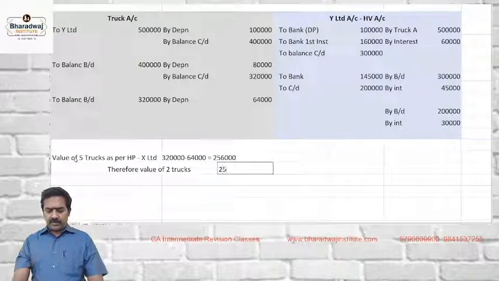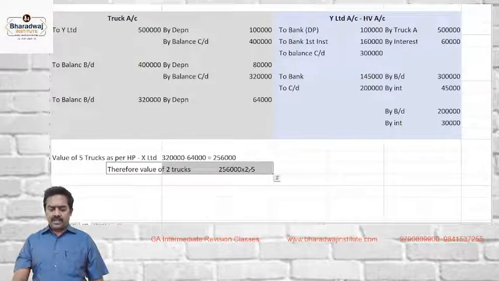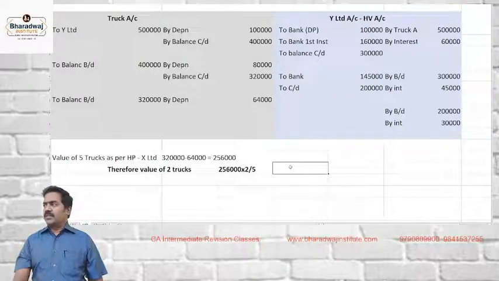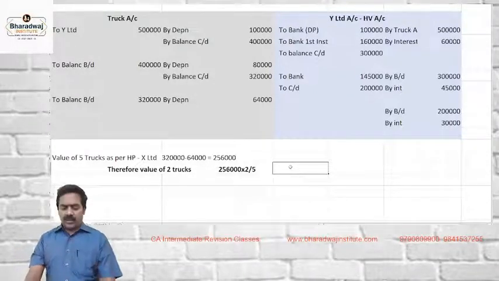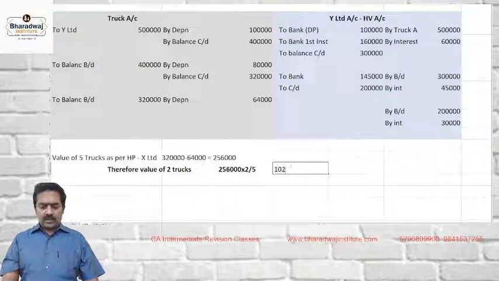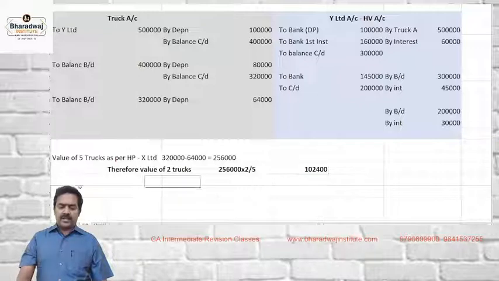Simple. 2,56,000 into 2 by 5. Clear? Value of 2 trucks. Of 5 trucks, if it is 2,56,000, what is the value of 2 trucks repossessed? Tell me. 2,56,000 into 2 by 5. 1 lakh? 1 lakh 2,400. Pay attention.